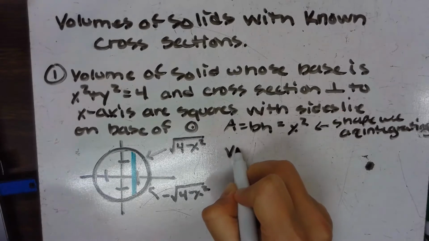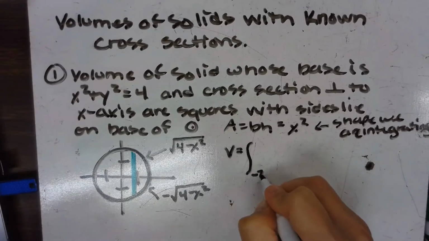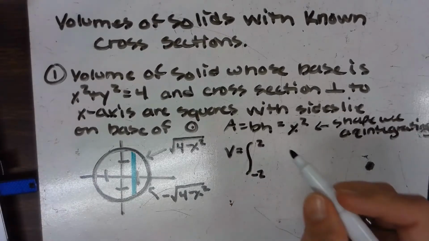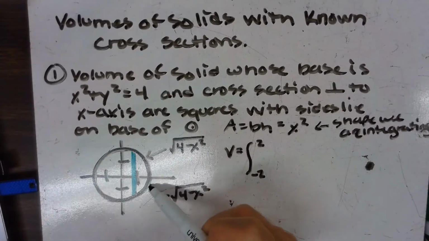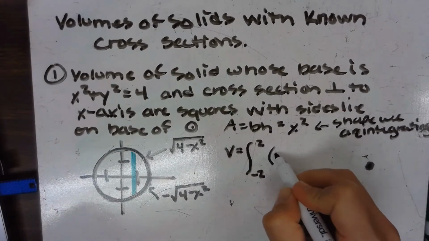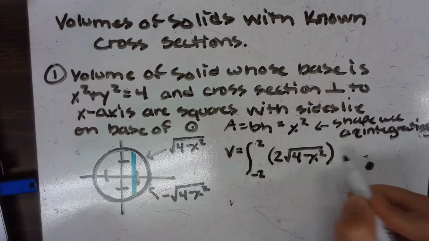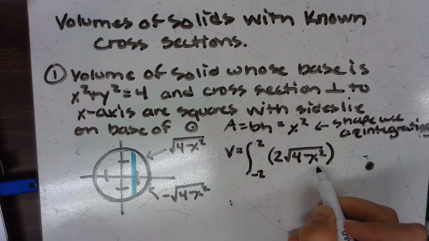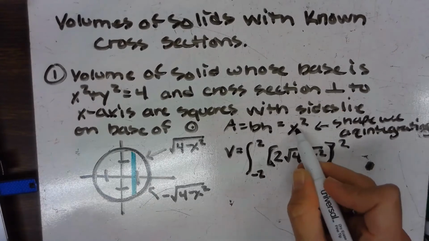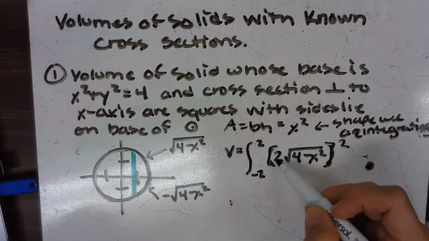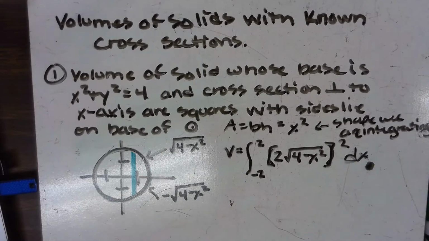Now, we want the volume, and we're going to do it from -2 to 2. But notice one side of the square. Since we've got two functions going on here, we really just want one of them, and we can times it by 2. So I'm going to take the square root of 4 minus x squared and times it by 2. This is the side of our square, and we're going to square it. This is like the formula for the side squared, and we just plug this in for that x, and we do dx right here.